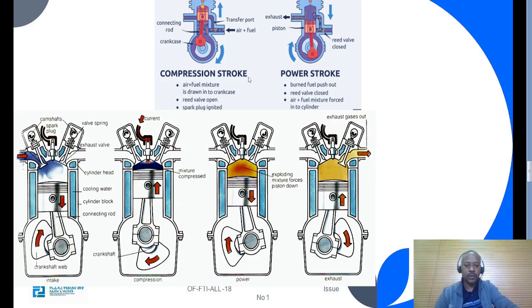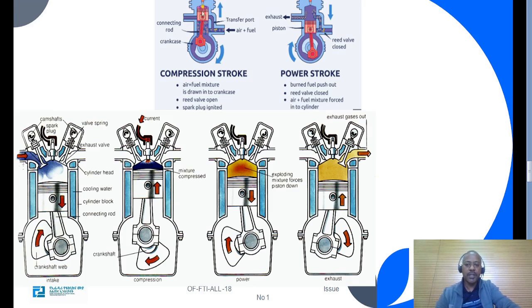We can see the two-stroke and the four-stroke cycle engine from this picture. Here the compression stroke, and in this case the power stroke. In the compression stroke, the piston moves upward, and the combustible mixture in the combustion chamber is heated, and finally the spark is given to generate the combustion process.